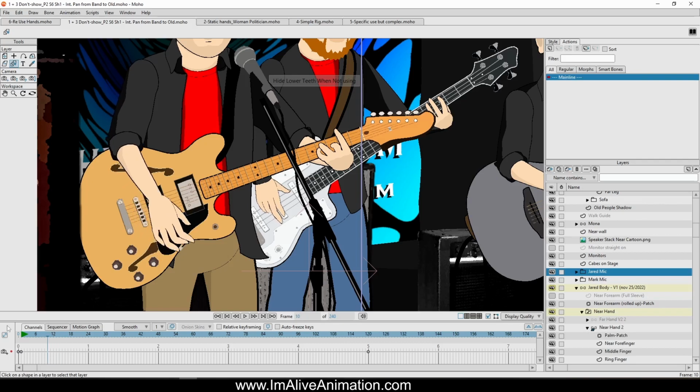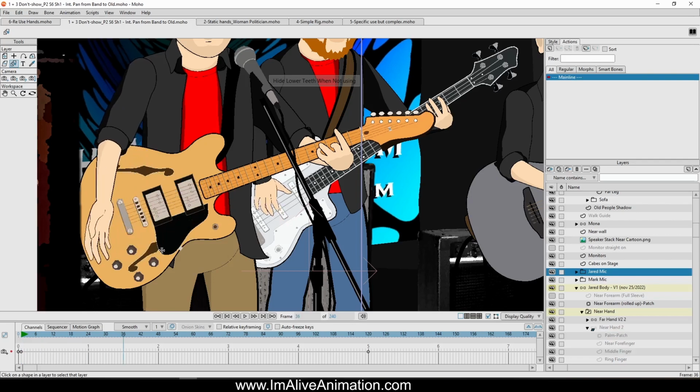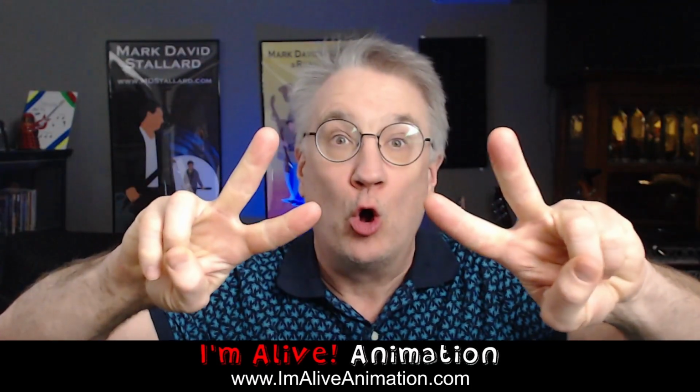Now if I play that at full speed, I just hit space here, you can just see how effective that is. It looks like there was a smoother animation than there was because of the way I had timed it. But there you get the idea. So number 4.